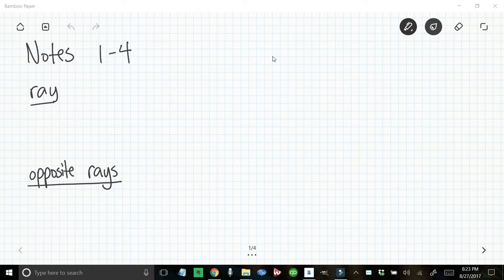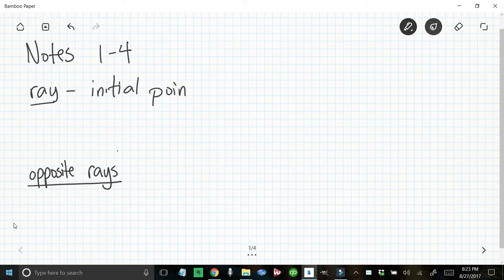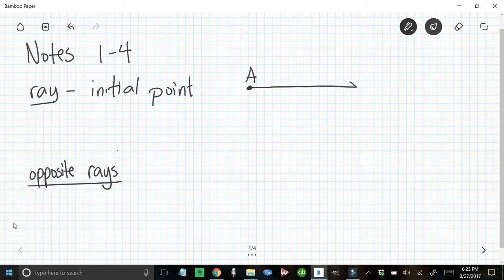But before we get into angles, there's a couple things you need to know, a little bit of vocabulary. The first thing is what a ray is. A ray is a portion of a line that has what we call an initial point, and then it goes forever in one direction from that initial point. So a ray would have a point, let's maybe call it A, being the initial point, and then it's going to go forever in one direction from there.